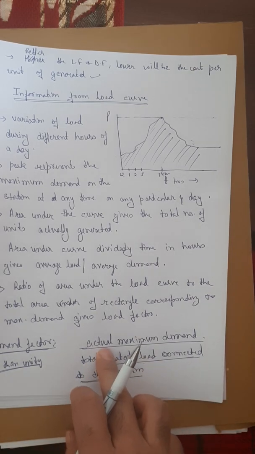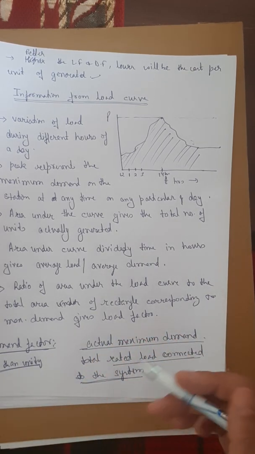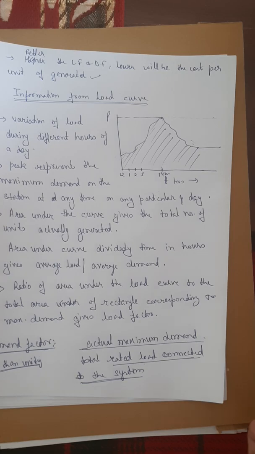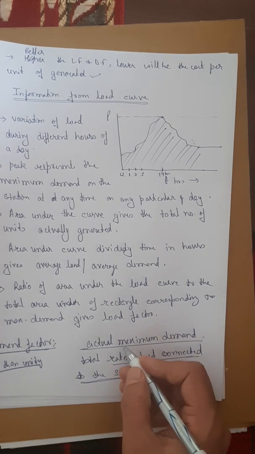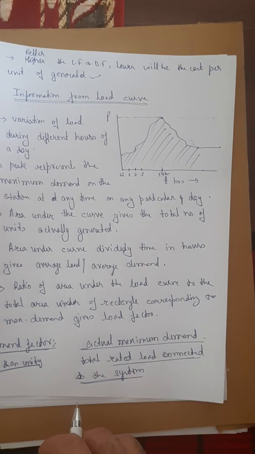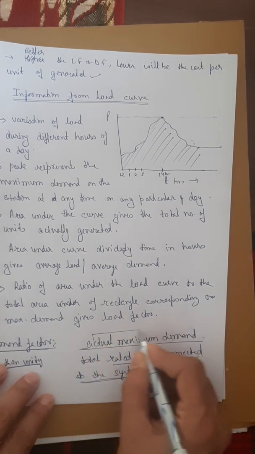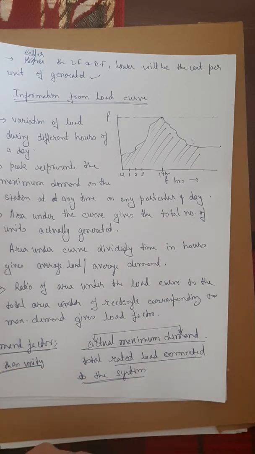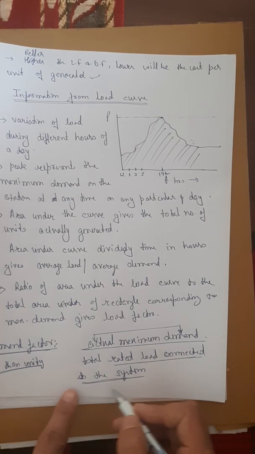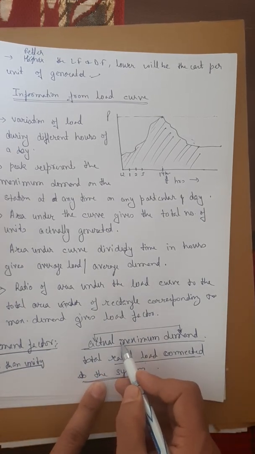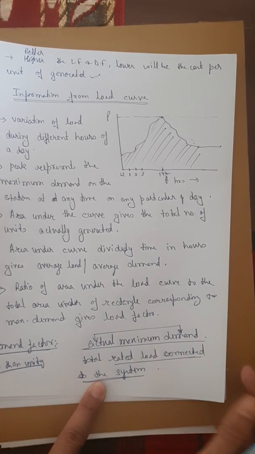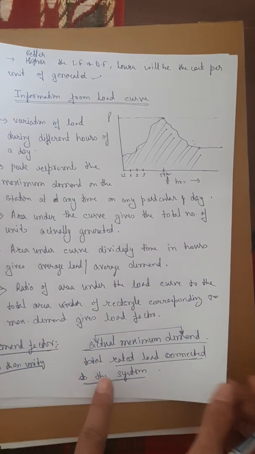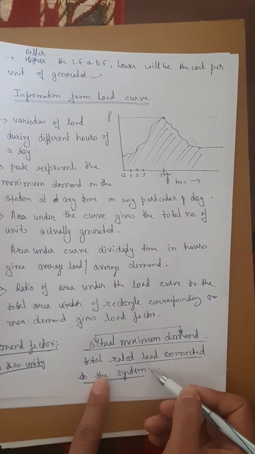So this is the actual maximum demand. What will be the maximum demand on a system at any particular instant of time? The actual maximum demand is how much is presently on in my system, divided by the total. Obviously the total will be more than the actual maximum demand. So because of this, the numerator will be smaller as compared to the denominator and the demand factor will be less than unity.